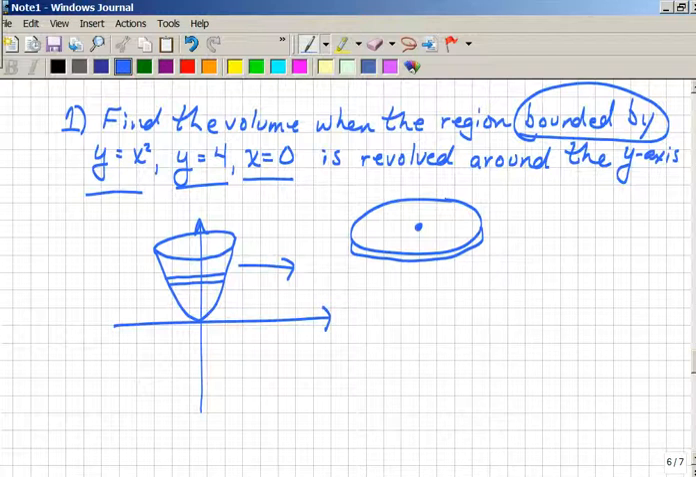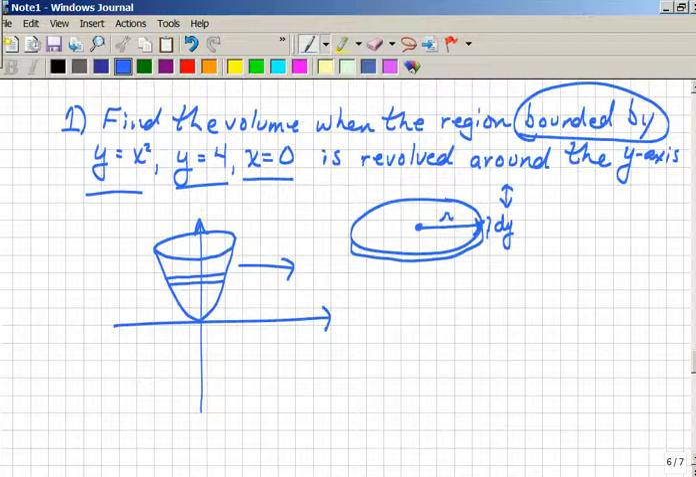Well, that dot represents the y-axis. The distance from the y-axis to the outer edge of the original region is the radius of that cylinder. Now the height of this cylinder is that little tiny height, and that, being vertical, it's going up and down, so it's going in the y direction. We're going to call that dy.